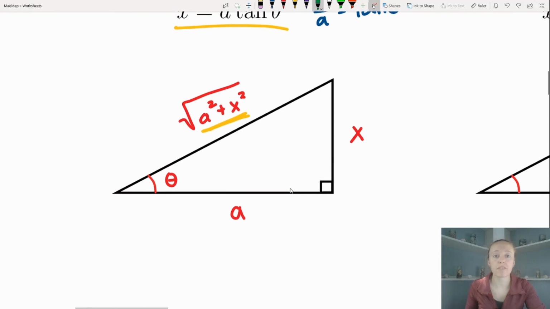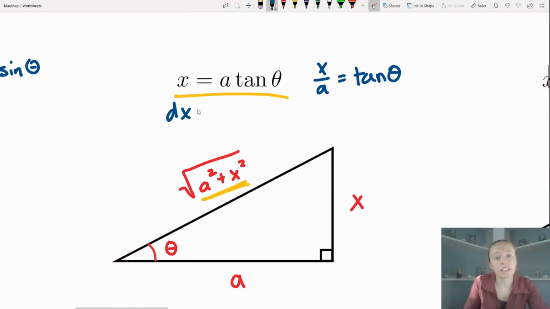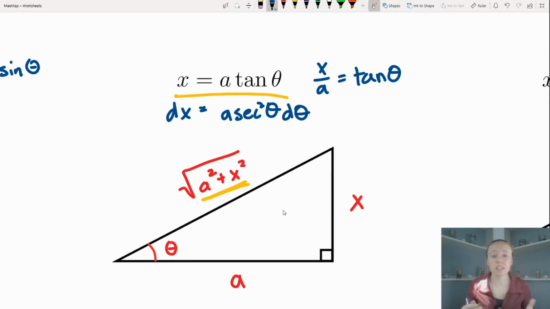Let's scroll up and find dx. dx is equal to a secant squared theta d theta. So what I'm doing in each of these columns is just a little bit of bookkeeping that's going to help you when you go to actually start solving these trig substitution problems.